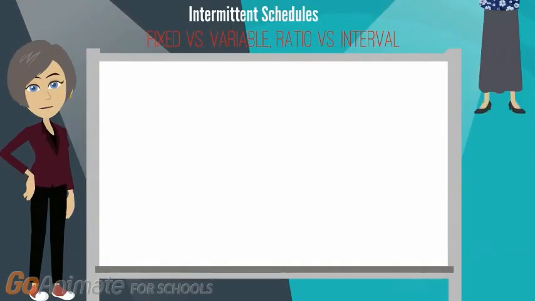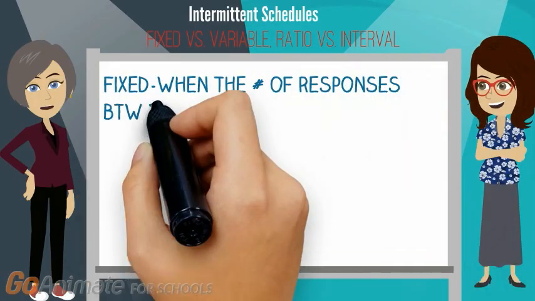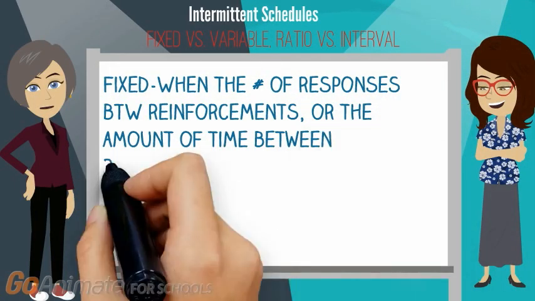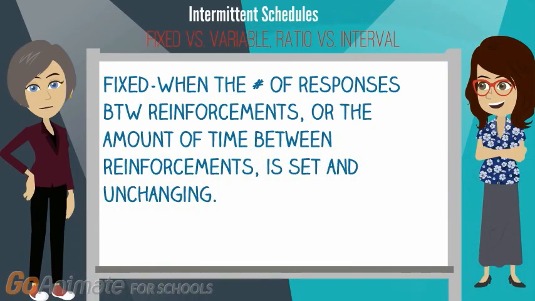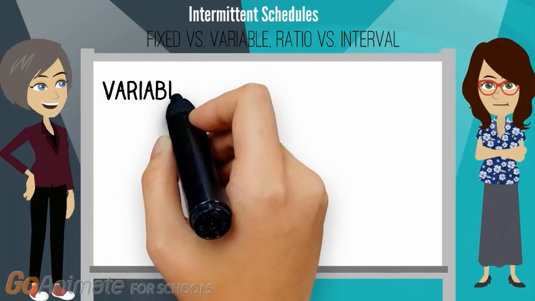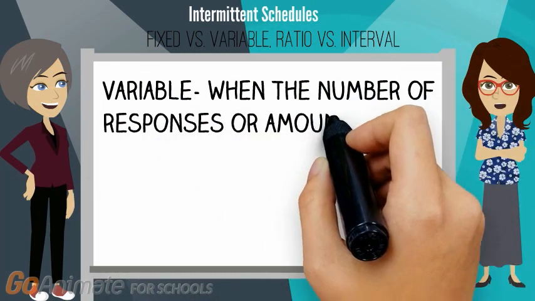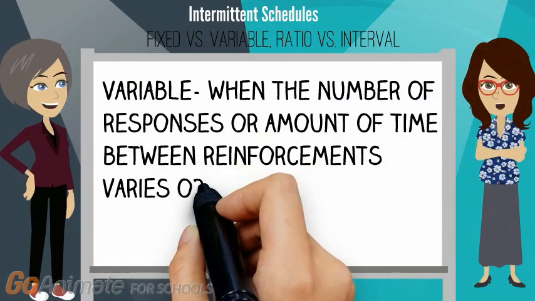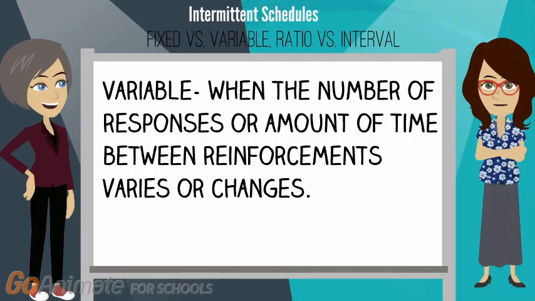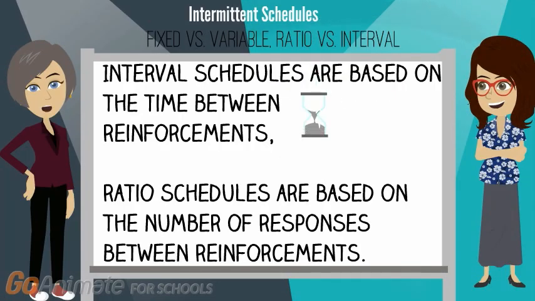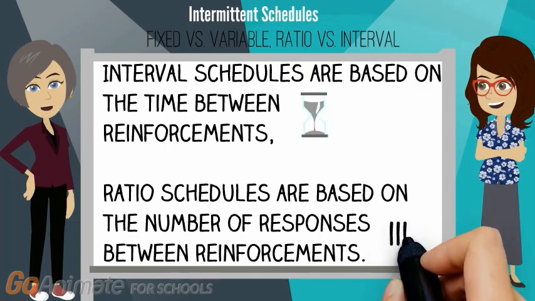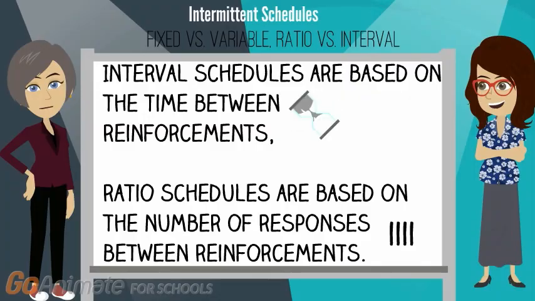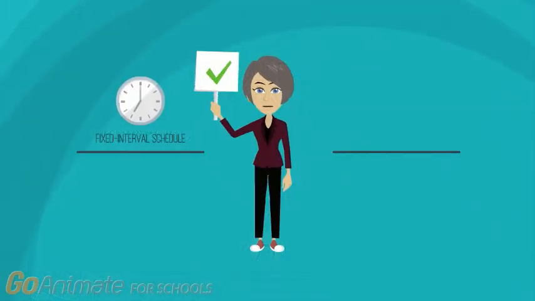A fixed schedule is when the number of responses between reinforcements, or the amount of time between those reinforcements, is set and it doesn't change. A variable schedule is when the number of responses or the amount of time between the reinforcements varies or changes. Interval schedules are based on the time between reinforcements. Ratio schedules are based on the number of responses between reinforcements. We can create simple intermittent schedules by combining these, giving us the following 4 types of schedules.